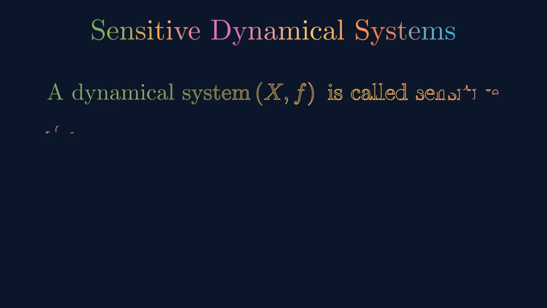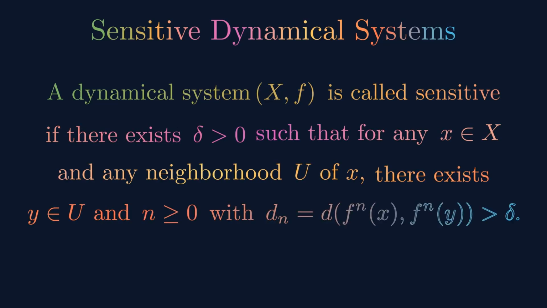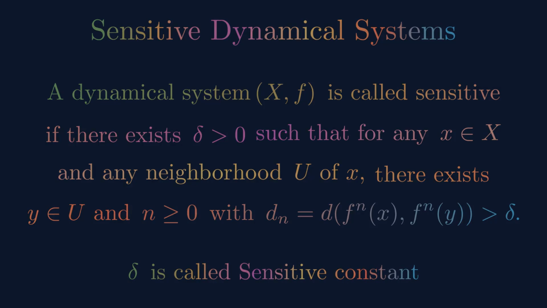A dynamical system is said to be sensitive if there exists a positive constant delta such that for any point x and any neighborhood u containing x, there exists a point y in u and a time n for which the distance between f to the n of x and f to the n of y exceeds delta.